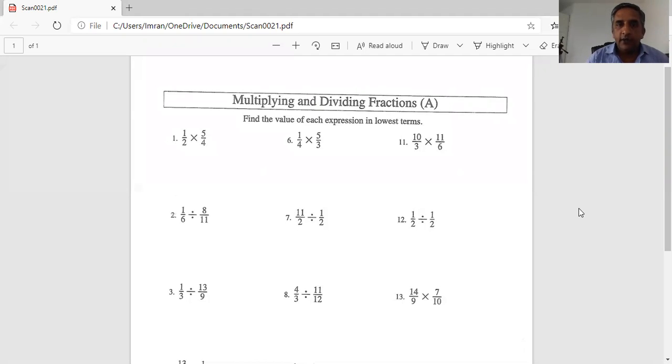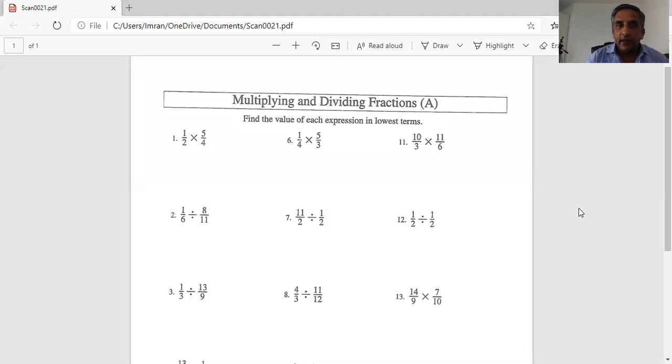Some of you who already know how to do them, I recommend you do them and then tally your answers with my answers. And if some of you still don't know how to do them, I will do a few questions for you. These are not very difficult. They look difficult, but they are not. So I'm just going to explain the first question.